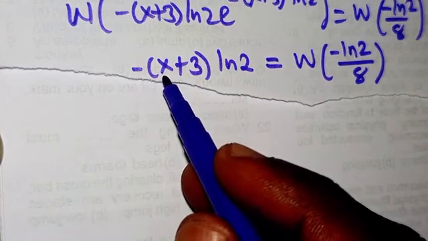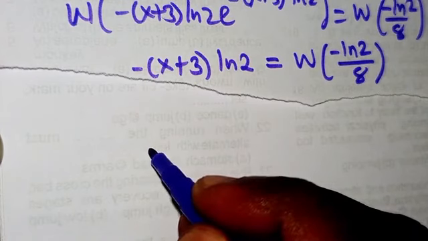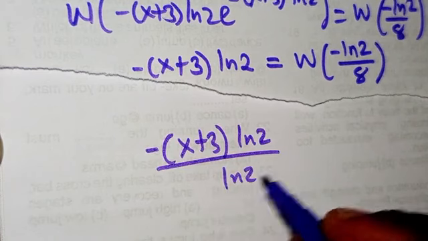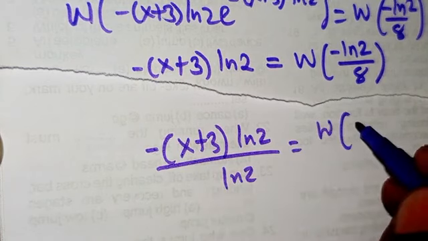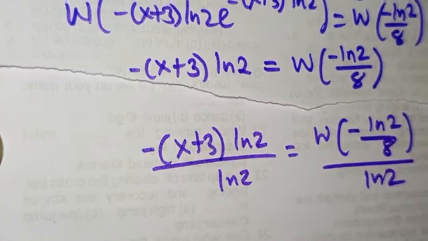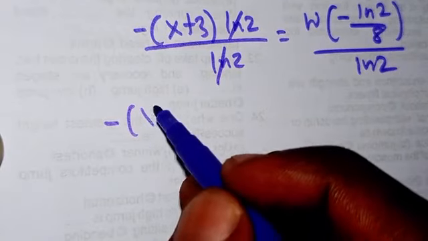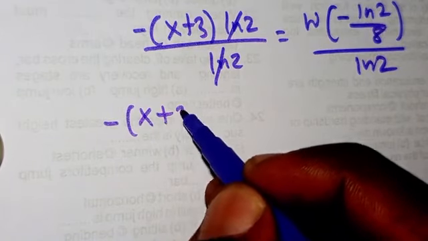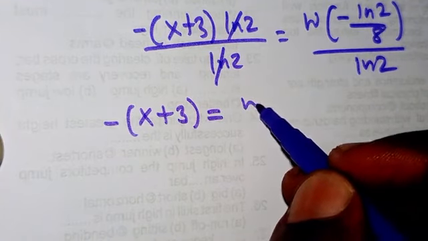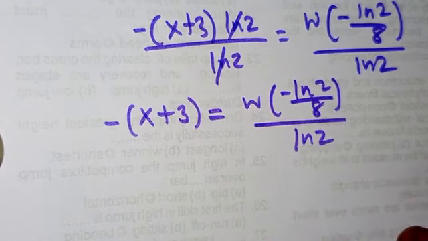So now here we are looking for x, right? The first thing we are going to do is divide through by ln of 2. We have minus x plus 3 ln of 2 divided by ln of 2 equals W of minus ln of 2 over 8, divided by ln of 2, right? So from there you see that we cancel this. Minus into bracket x plus 3 equals W of minus ln of 2 over 8 divided by ln of 2.